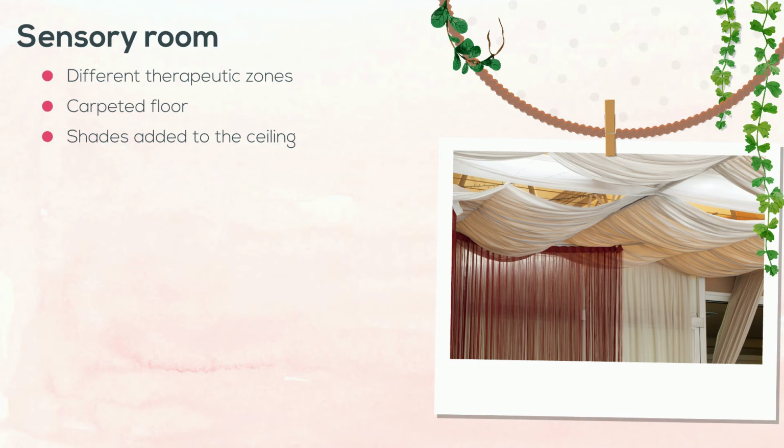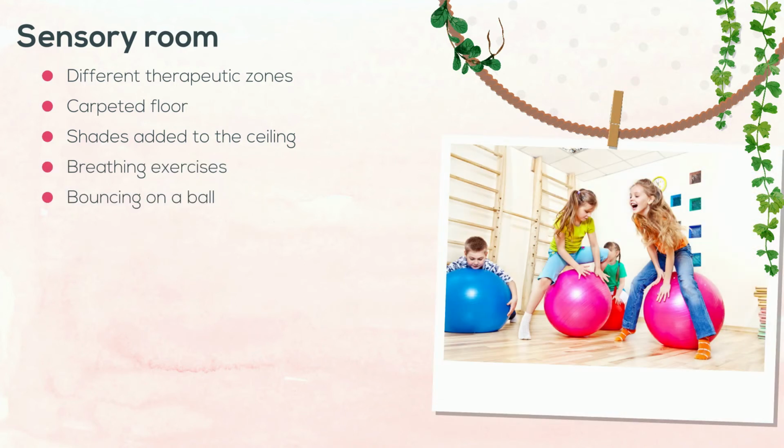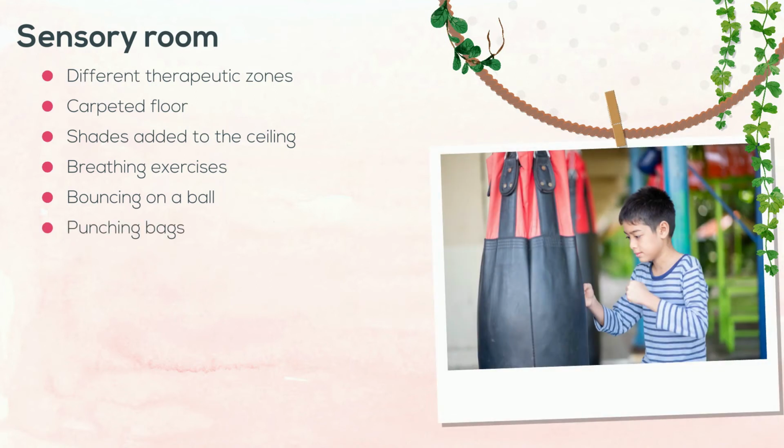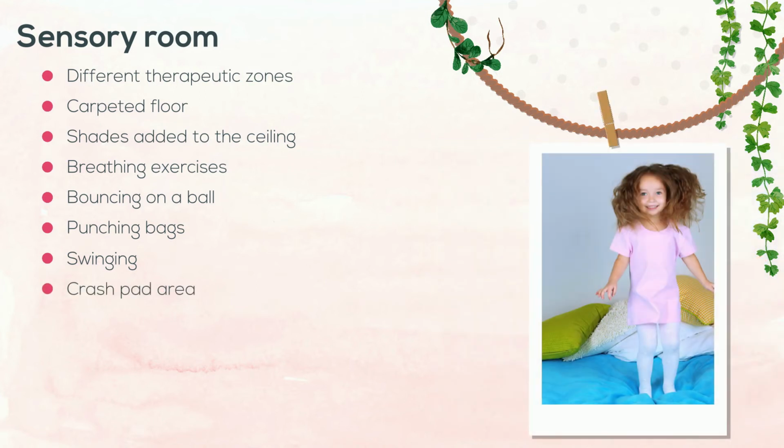Each session can start with breathing exercises, followed by bouncing on a ball. Some children may use punching bags to reduce anger or frustration, as these objects tend to provide stress relief. Others might swing in order to get a sense of balance, since a swinging movement has a calming effect. The crash pad area of the room could be used for those who have a tendency to bang their heads or bump into walls. This area could be used to avoid the possibility of getting hurt.